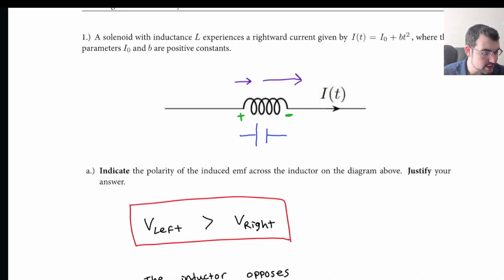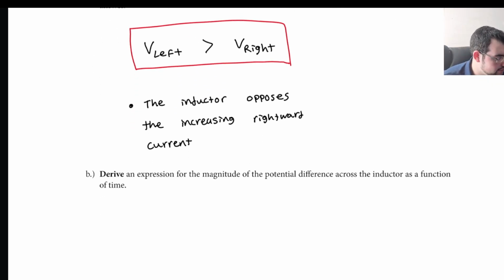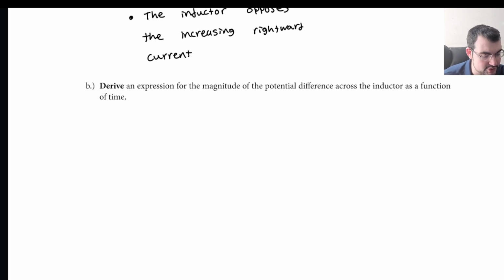So if it was a decreasing rightward current, the battery would face the other way, because the inductor wouldn't want to see the current through it decrease, so it would have the right end be at a higher potential to support that. So just like with Lenz's law, we're trying to maintain the flux through the coils as what it currently is. All right, this is pretty easy. Derive an expression for the magnitude of the potential difference.